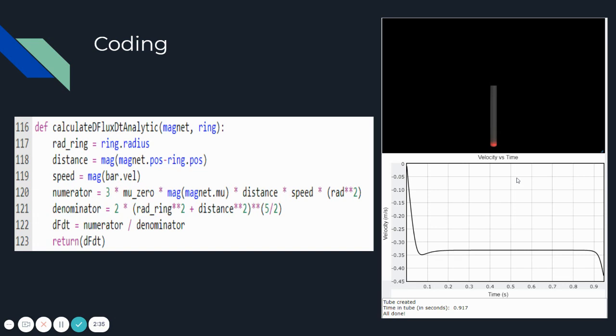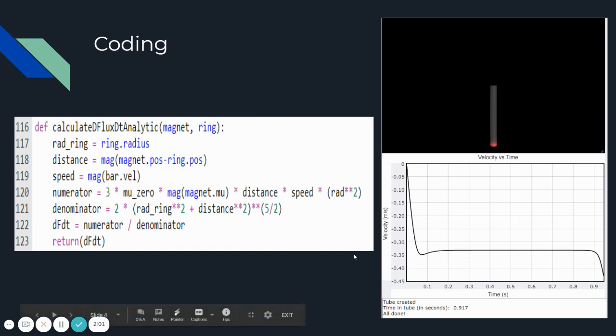Here on the top right, it is showing red, which I'll go into in the next slide. This is my velocity versus time graph. So as you can see, the magnet reaches essentially a terminal velocity, as this is the portion where the magnetic force and the gravitational force become equal, since there's no acceleration.